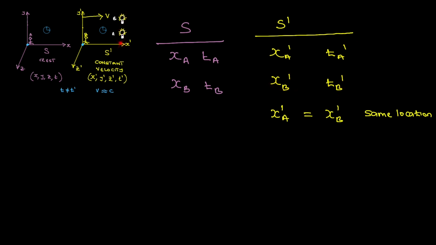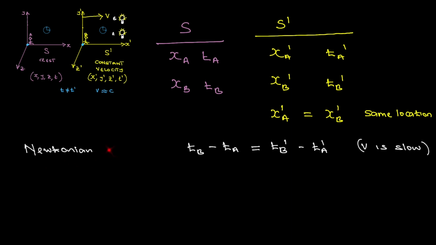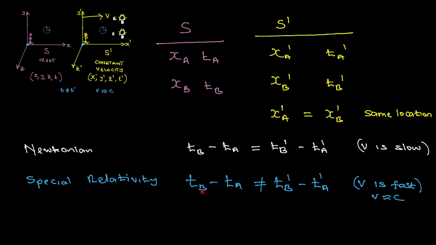You do know that XA prime and XB prime are equal because they're in the same location. So XA prime is equal to XB prime. Using Newtonian physics, TB minus TA will be equal to TB prime minus TA prime. In this case, the speed is very slow, but for special relativity, TB minus TA will not be equal to TB prime minus TA prime because the speed is very fast. The speed is close to the speed of light.